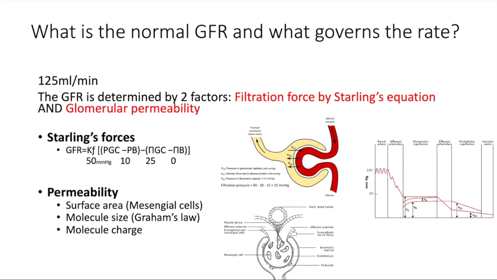Graham's law states that the filtration rate is inversely proportional to the diameter of molecules, unless the molecules are small enough to be freely filtered. Finally, the basement membrane is negatively charged, so any negatively charged molecules will be filtered slower.